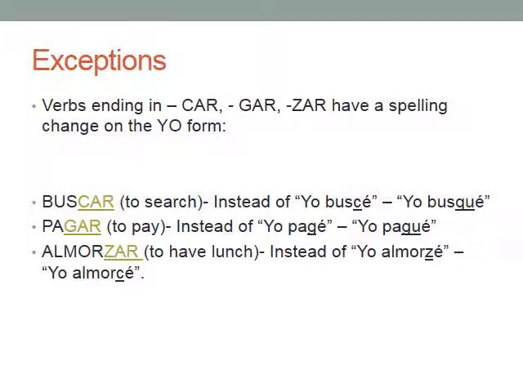And same thing with verbs that end in ZAR. For example, almorzar. Instead of leaving the Z, you need to change it to the C to keep the phonetic sound. So, yo almorcé.